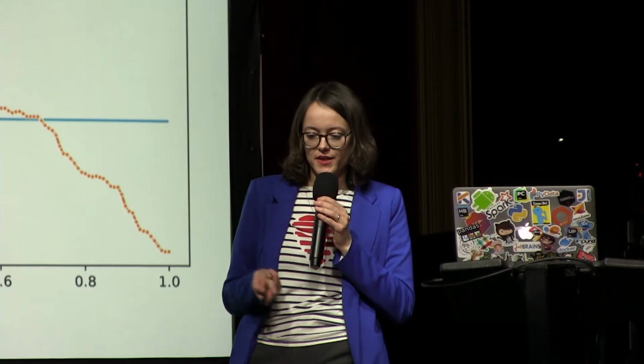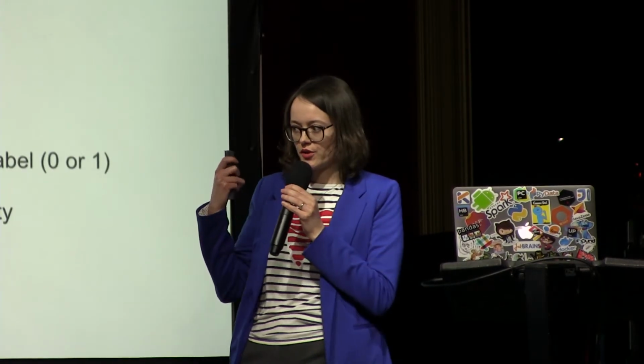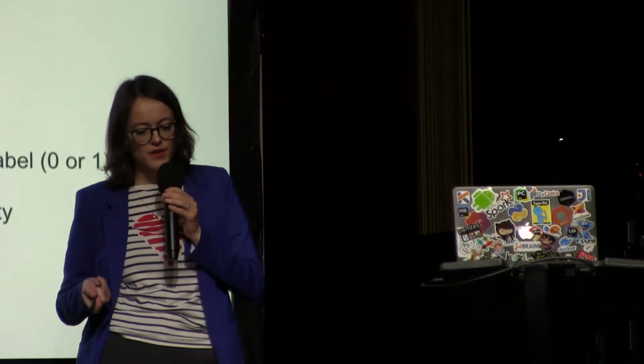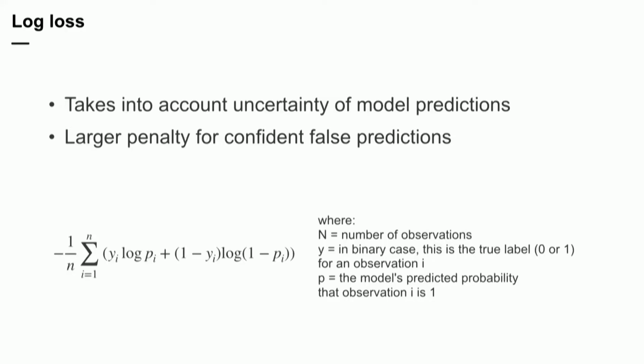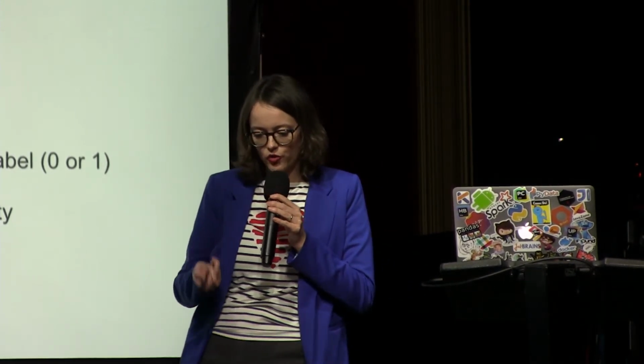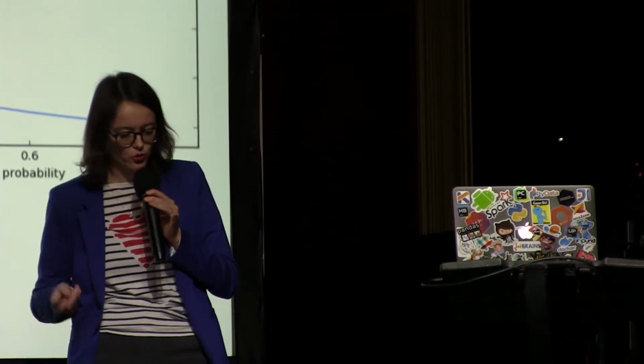Another metric that takes into account the probabilities is log loss. This is also a common loss function. What it does is take into account the uncertainty of model predictions and give a larger penalty for confident and false predictions. This is the formula for the binary case, and I'm not going to go into explaining the formula. I'm going to give you the intuition of how it works.